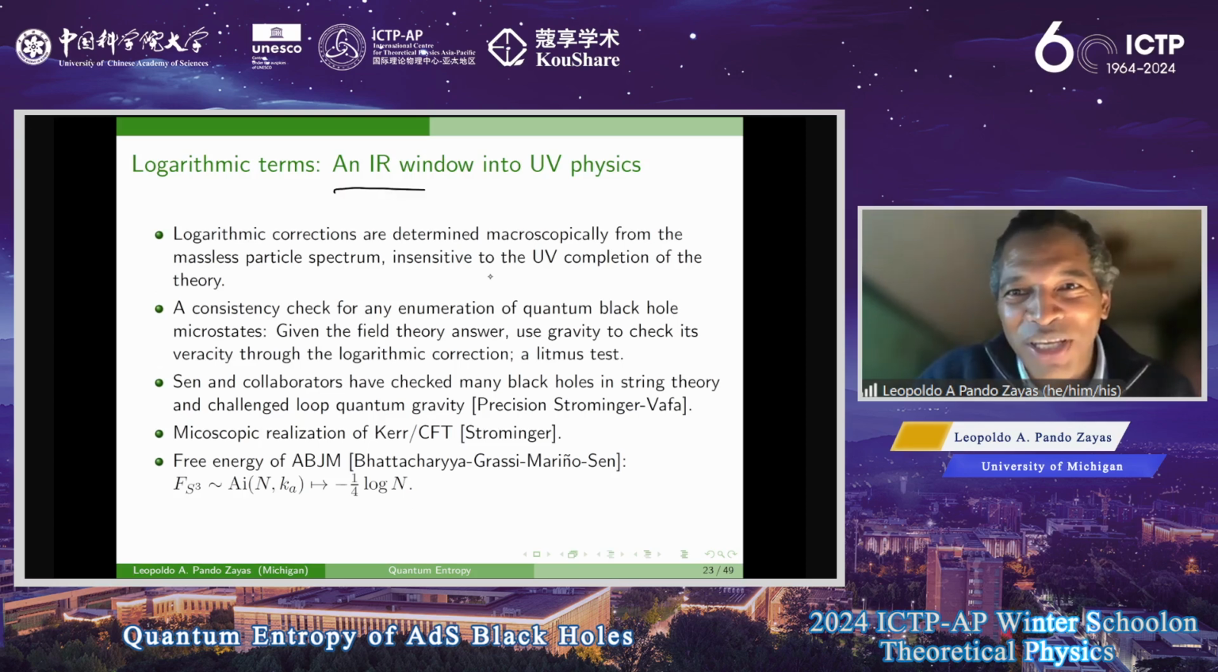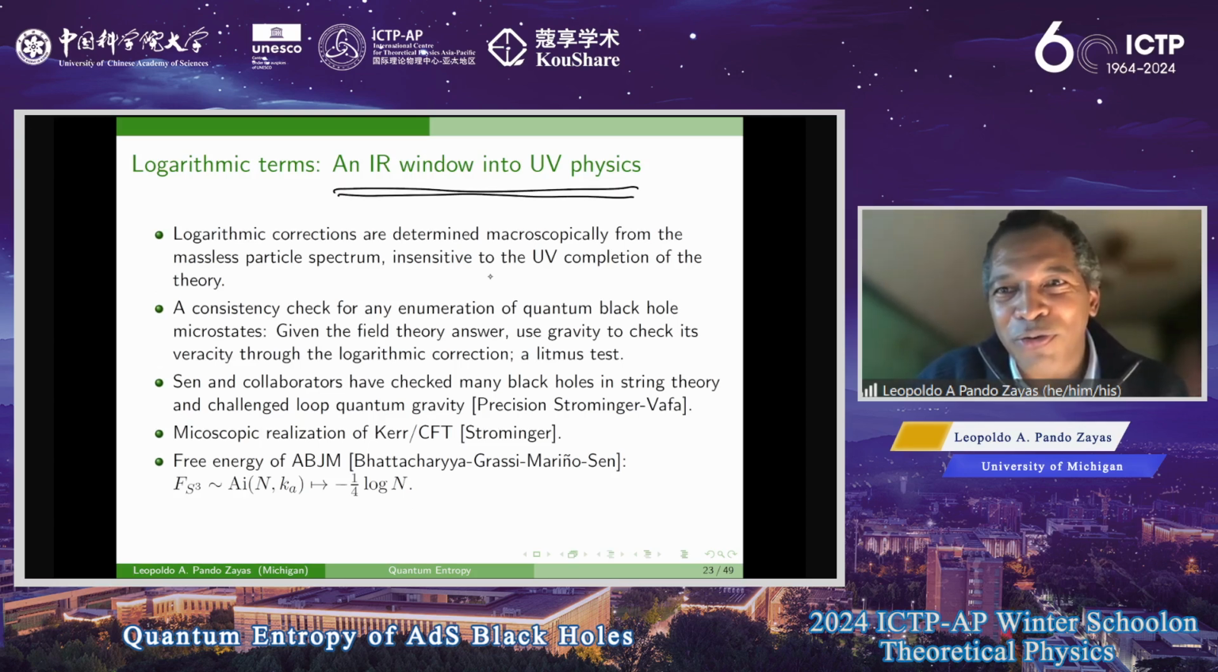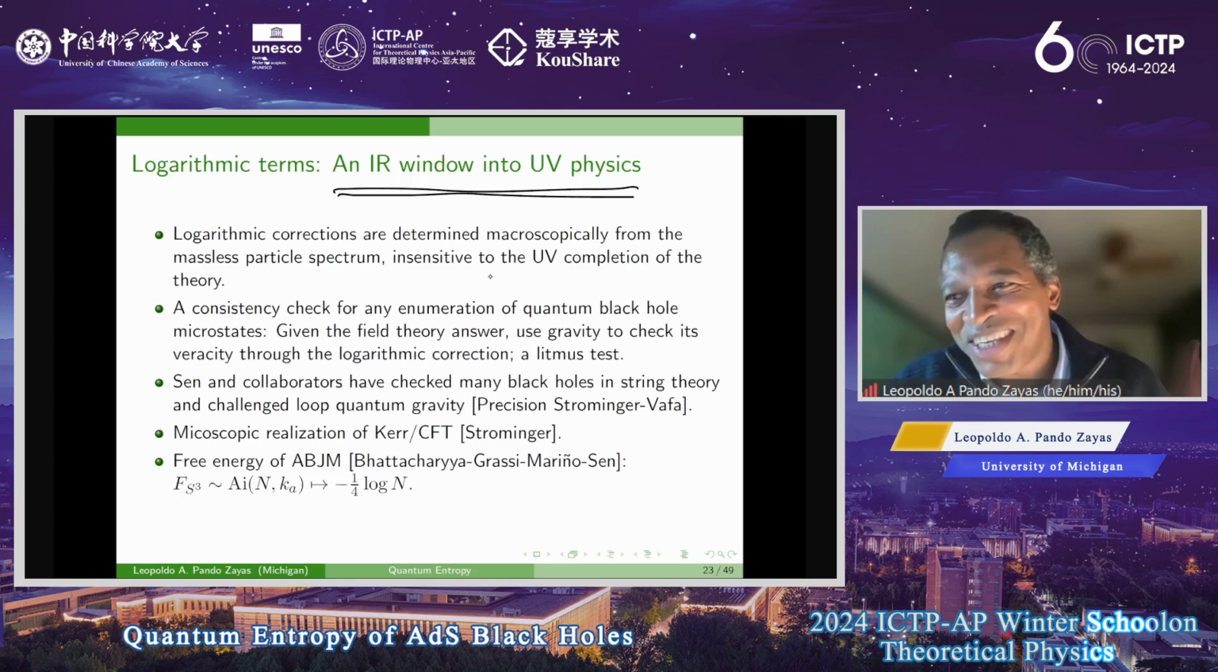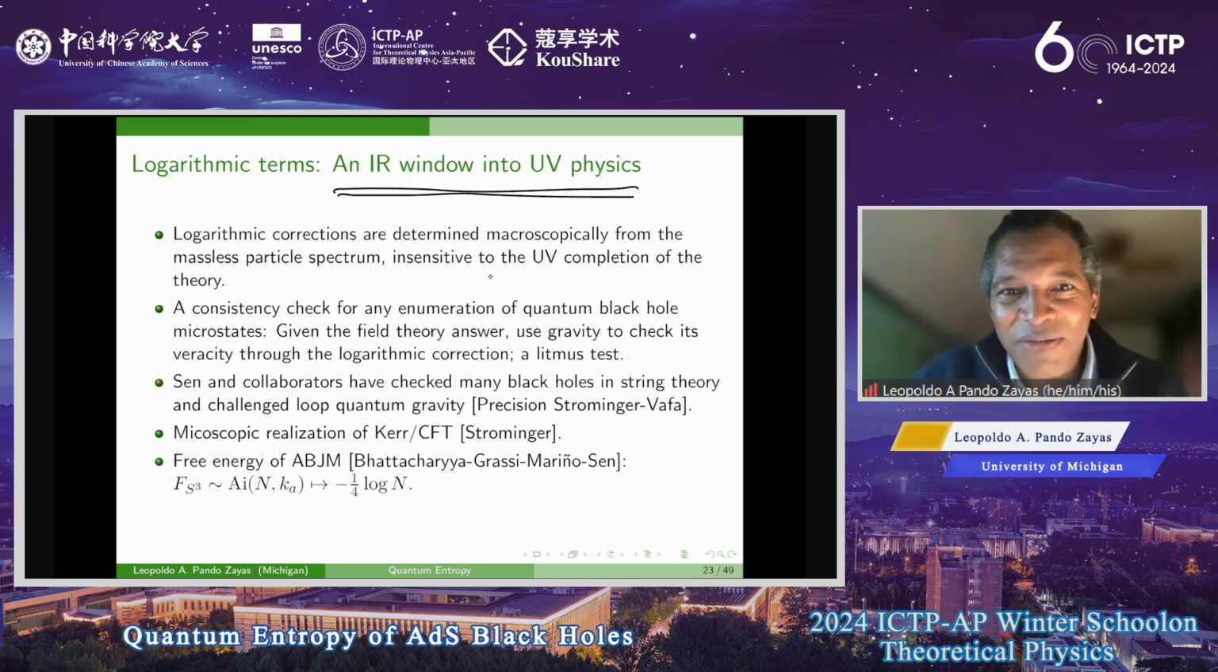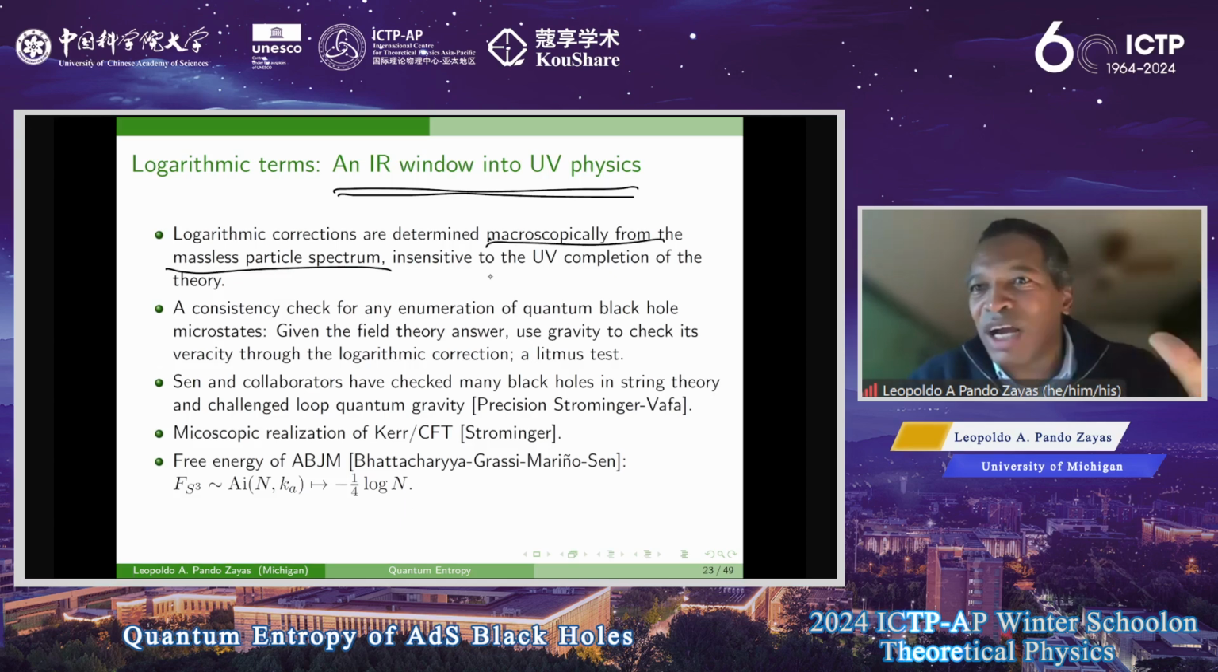I'm borrowing here from a beautiful review by Ashok Sen that is called precisely an infrared window into UV physics. So this coefficient is protected. That means that you can compute it using just macroscopically the massless spectrum of the theory. If you know the massless spectrum of the theory, you can compute A.